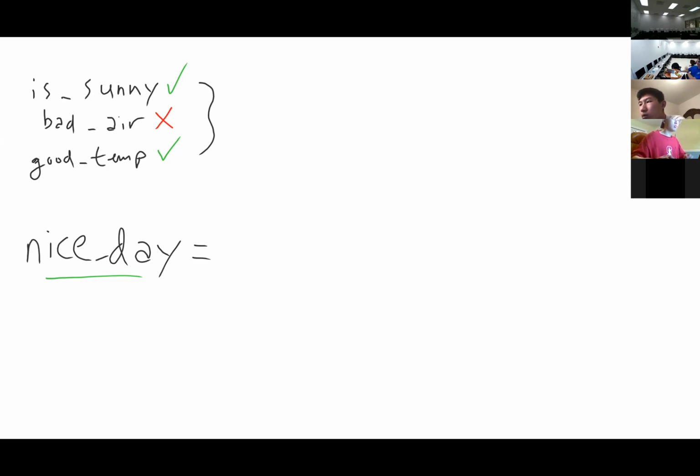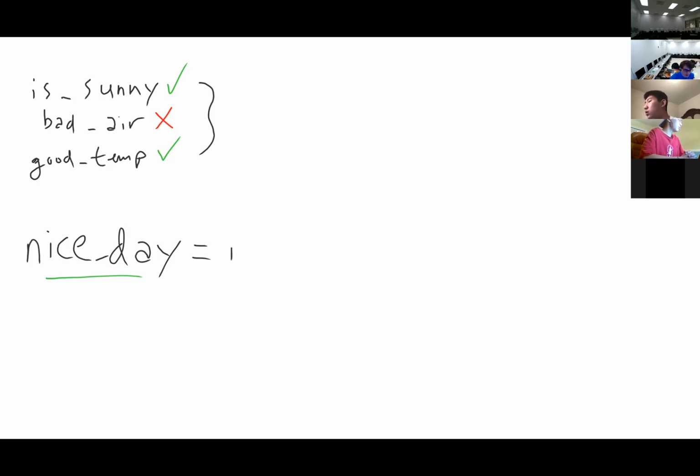So if I have sunny and a good temperature and bad air, will it be a nice day? Keep in mind that I cannot see my chat right now, so no. If any one of these is not in this scenario, if it is not sunny, if there is bad air, or if it's not a good temperature, we will not have a nice day. So we want to make sure we are using the and operator in between, because all three of those need to be in that state in order for nice day to be true.